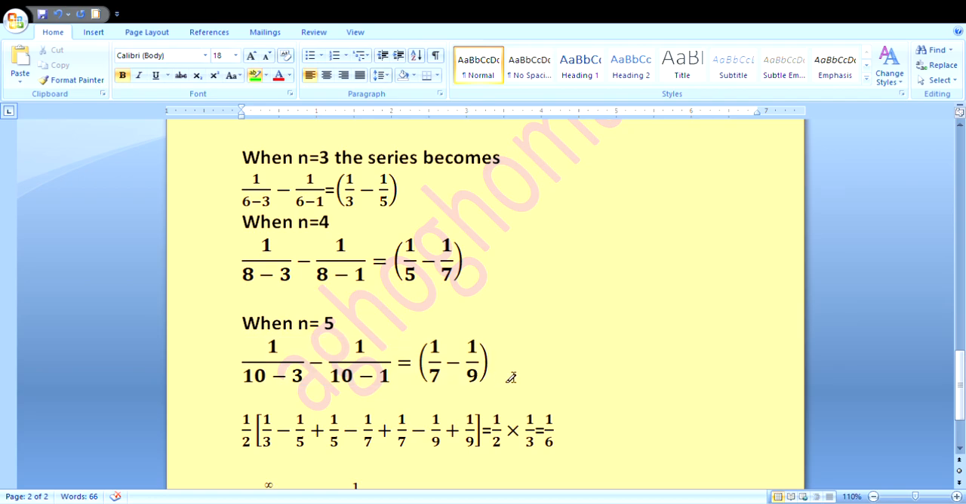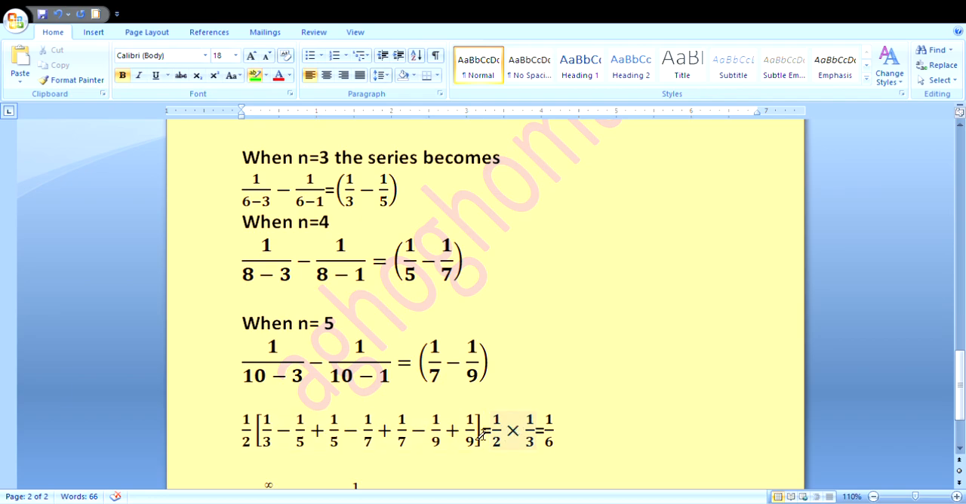Now, one thing observable here is that the series has minus and plus terms having similar values. For n is 3, it is 1 over 3 minus 1 over 5. For n is 4, plus 1 over 5 minus 1 over 7. When n is 5, it is 1 over 7 minus 1 over 9. Even if n is 6, the term will be 1 over 9 minus 1 over 11. So apart from 1 over 3, the other terms are disappearing.